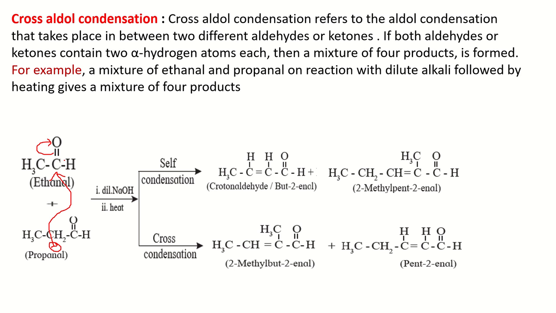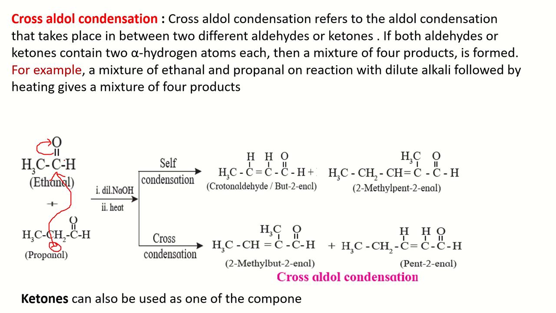This type of reaction is called a cross condensation reaction. Why is it called cross condensation? Because the reaction takes place between two different aldehydes or ketones. Here we saw the reaction with aldehydes, but the reaction can take place with ketones also. Keep in mind, there are two different aldehydes, hence the reaction is called a cross aldol condensation. Ketone can also be used as one of the components in cross aldol condensation.